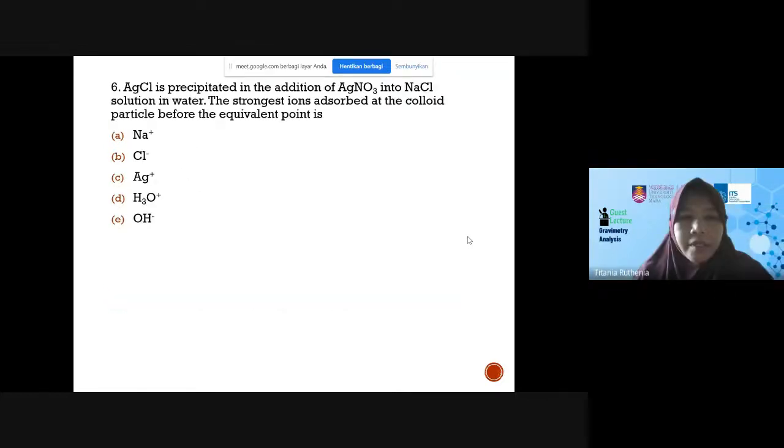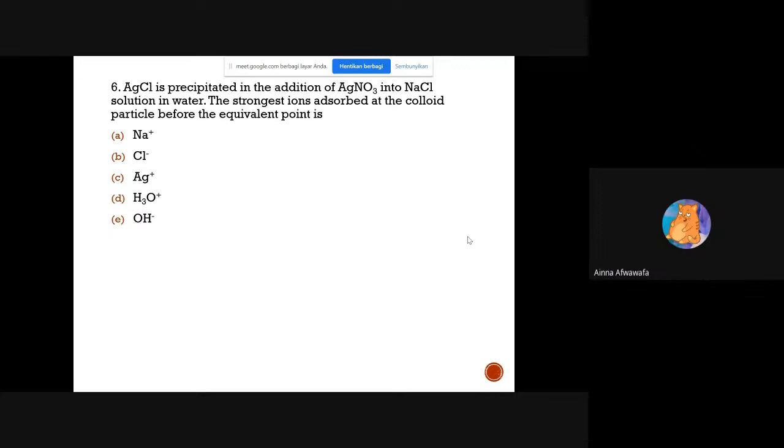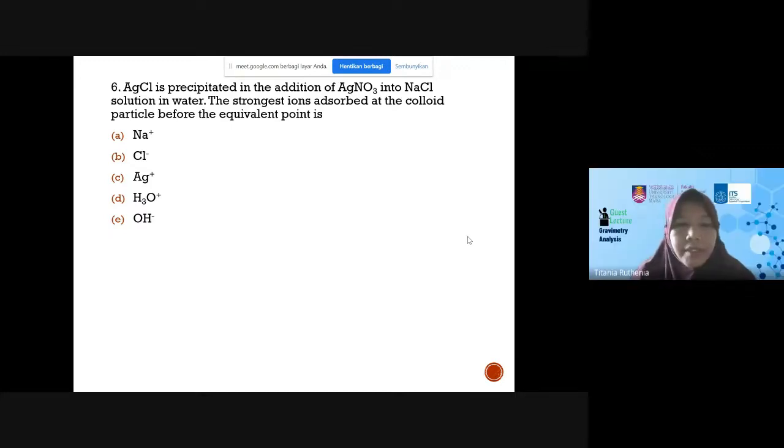Okay, the last one. Which one? The strongest ions at the colloid particles before the equivalence point. So previously we have AgCl, right? So which one? Ag plus, Cl minus, or OH minus. Should be B. B, yes, Cl minus.